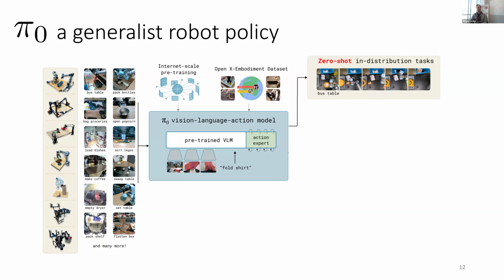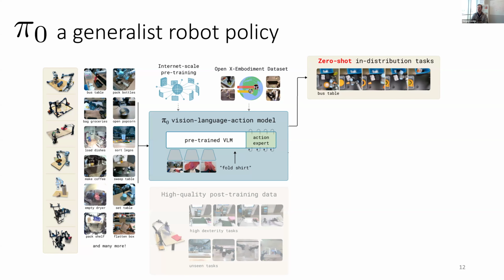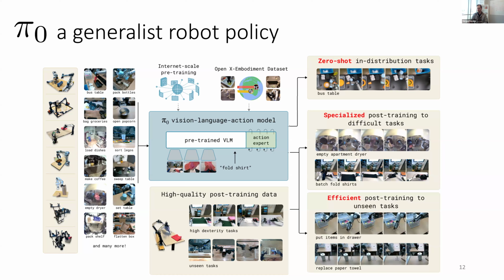That model can then be used for zero shot, so you can directly prompt it, tell it like bus the table, and it will try to clean the table. You can also take high quality post-training data to specialize the model to exhibit reliable and robust strategies for individual downstream tasks. And you can get it to do very complex tasks like folding laundry, emptying a dryer, folding a box, and so on. Or you can use a small post-training data set to very efficiently fine-tune it to tasks with as little as 1 or 2 hours.